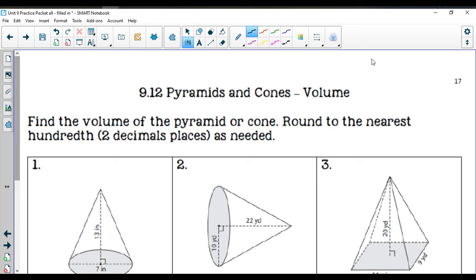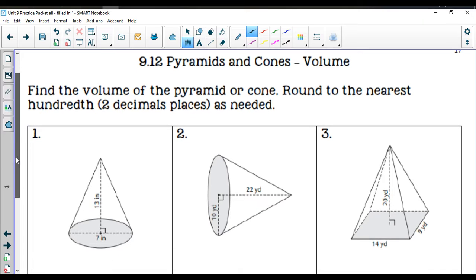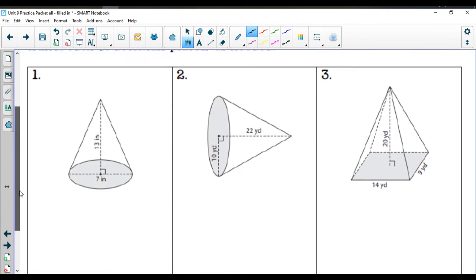For lesson 9.12, this is pyramids and cones. We're talking about just volume in your practice packet on page 17. Find the volume of the pyramid or cone, round to the nearest hundredth, 2 decimal places as needed.